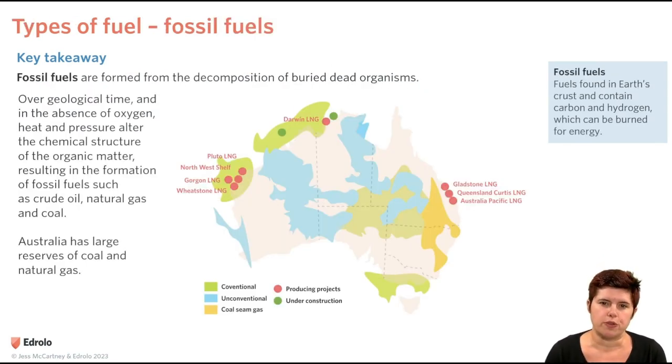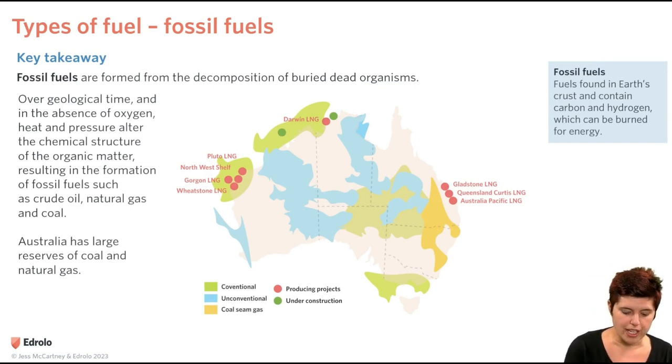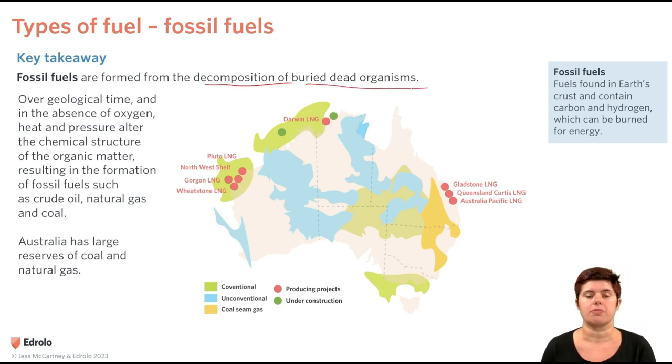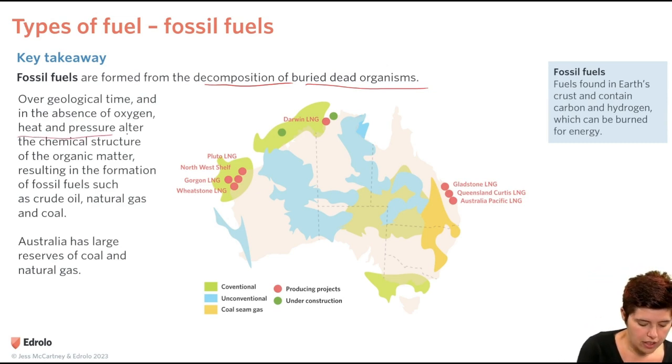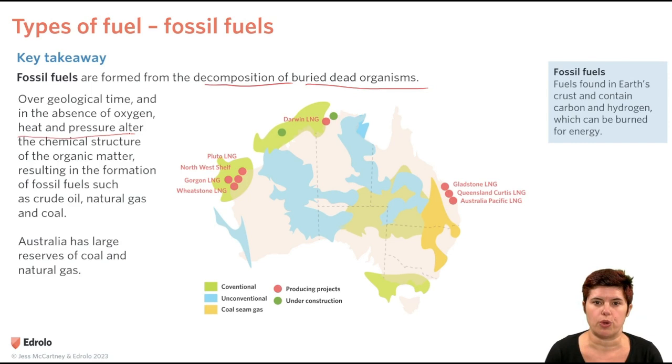So where do these fossil fuels come from? Well, like mentioned earlier, these are actually decomposition reactions of buried dead organisms. So over geological time, in the absence of oxygen, heat and pressure alter the chemical structure of the organic matter in these dead organisms. And because of that intense heat and then that intense pressure, fossil fuels are formed.